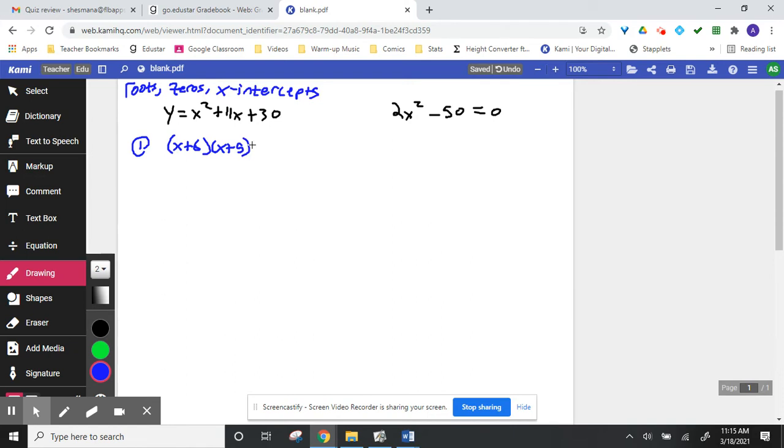Now I'm going to write equals 0 here, because an x-intercept means put 0 in for y. So anytime I start to do this problem, I replace the y with 0.